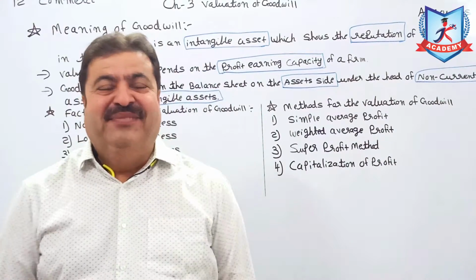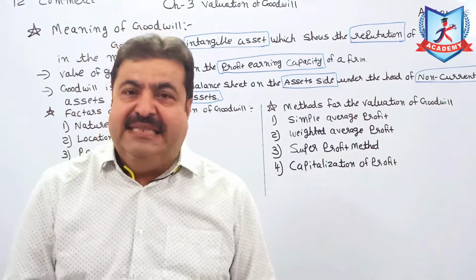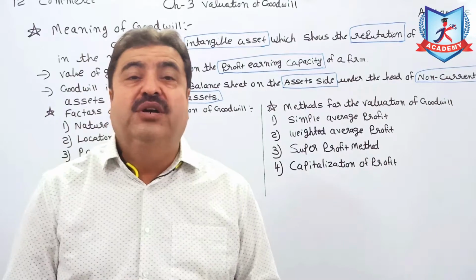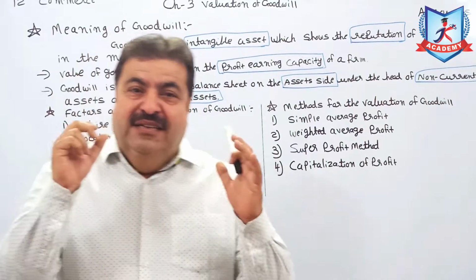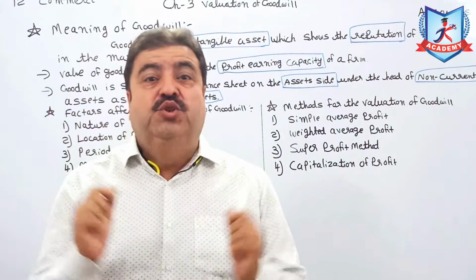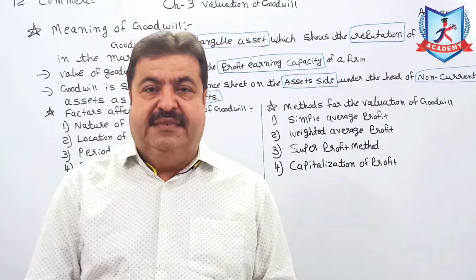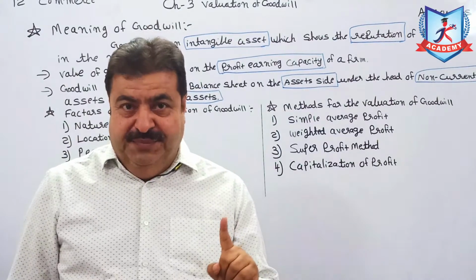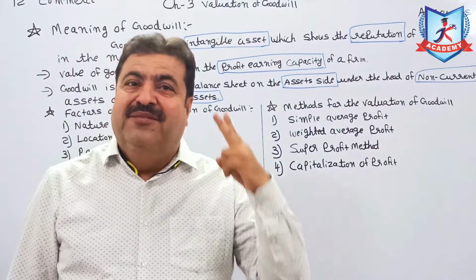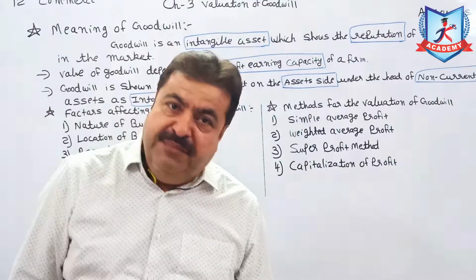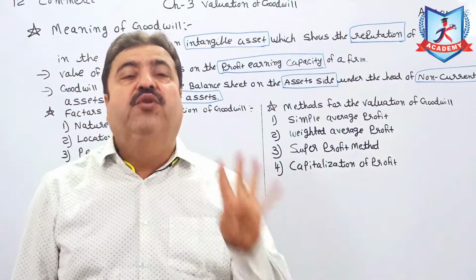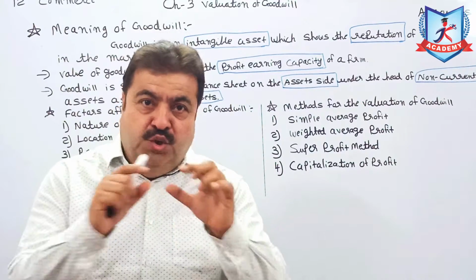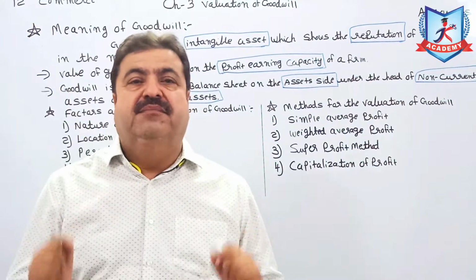Hello friends. Now let us start the next chapter, that is chapter number 3, valuation of goodwill. As per board guideline, total marks of this chapter are 6: 1 MCQ from section A, 1 VSQ from section B, and 1 4-marker sum from section D. So total weightage is 6 marks.